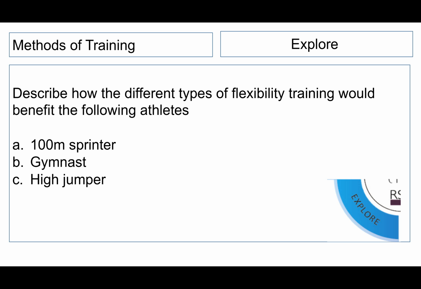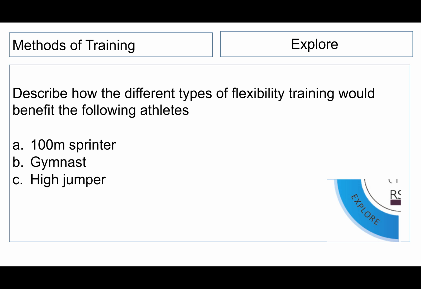Describe how the different types of flexibility training would benefit the following athletes. It could be on an A4 piece of paper: a 100-meter sprinter, a gymnast and a high jumper. First of all, think, why do they need that component of fitness? Why would they need flexibility? Think about the positions they need to get in.